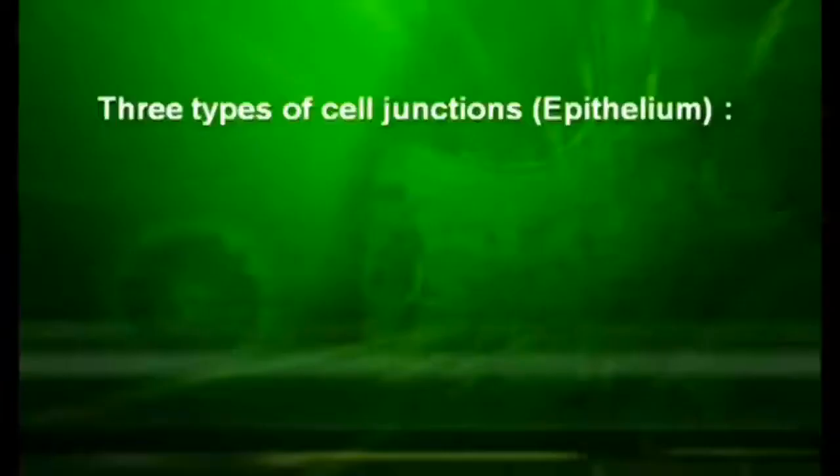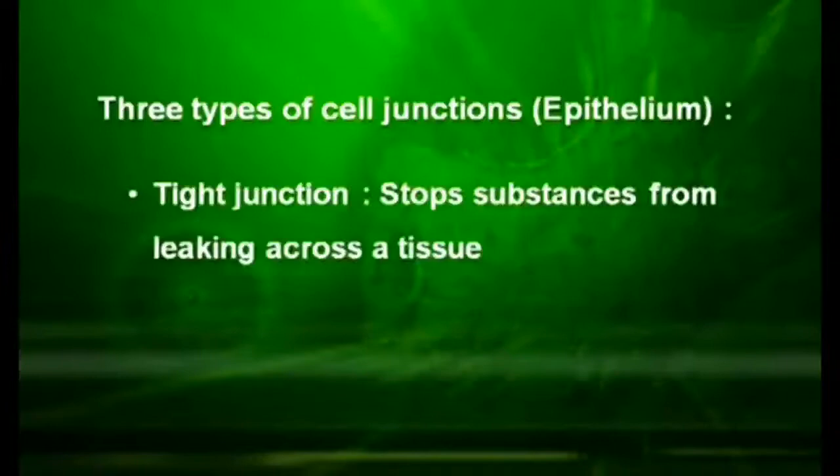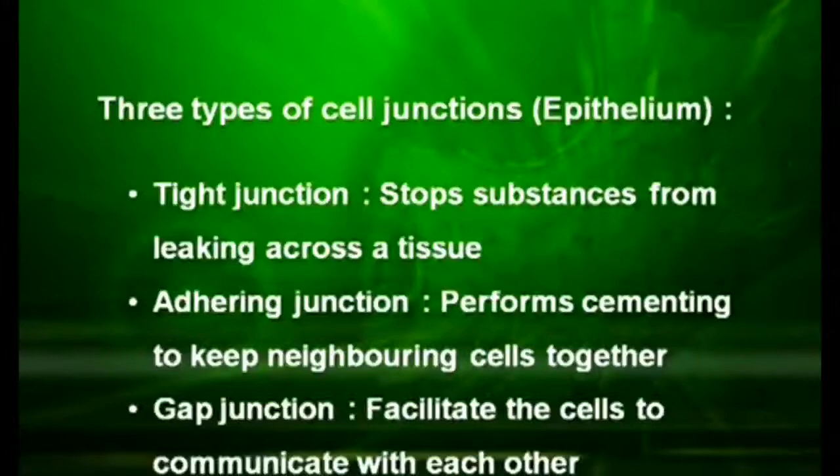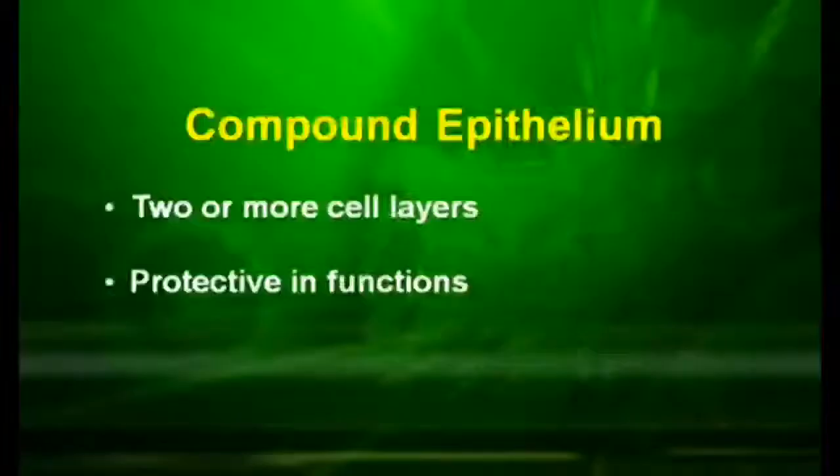The first is the tight junction, which stops substances from leaking across a tissue. The second is called the adhering junction, which performs cementing to keep neighboring cells together. And the third is the gap junction, which facilitates the cells to communicate with each other. So they are distinctly different in their functions and help the tissue as a whole.